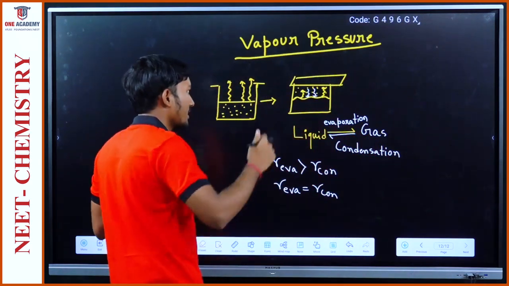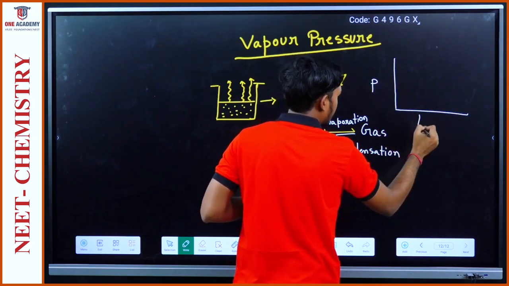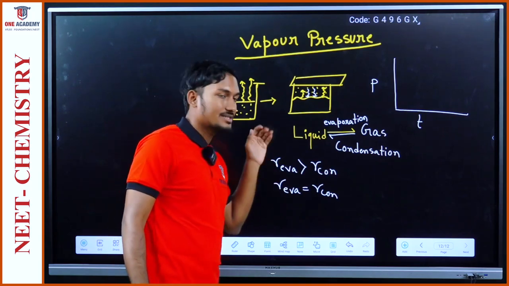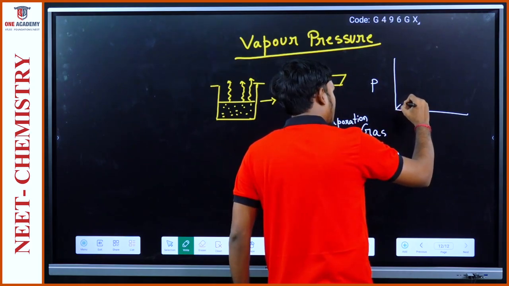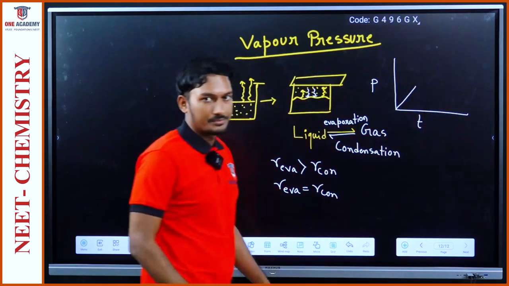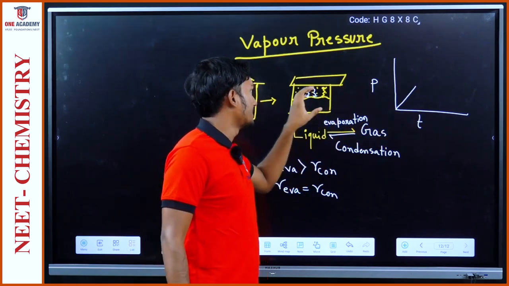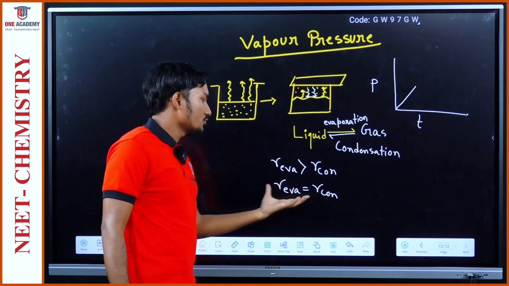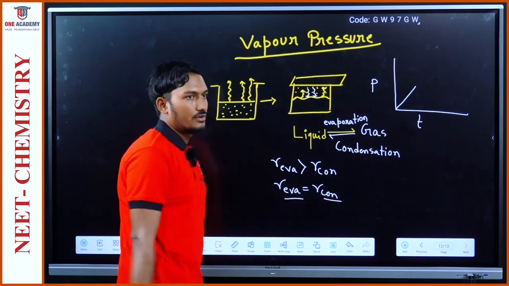So if I draw a graph with pressure versus time, initially the rate of evaporation was greater than the rate of condensation. So initially the graph will increase that way. That means with increasing time, the pressure over here is building up, more and more pressure. After some time, this will be the same. That means the rate of condensation is matching the rate of evaporation.